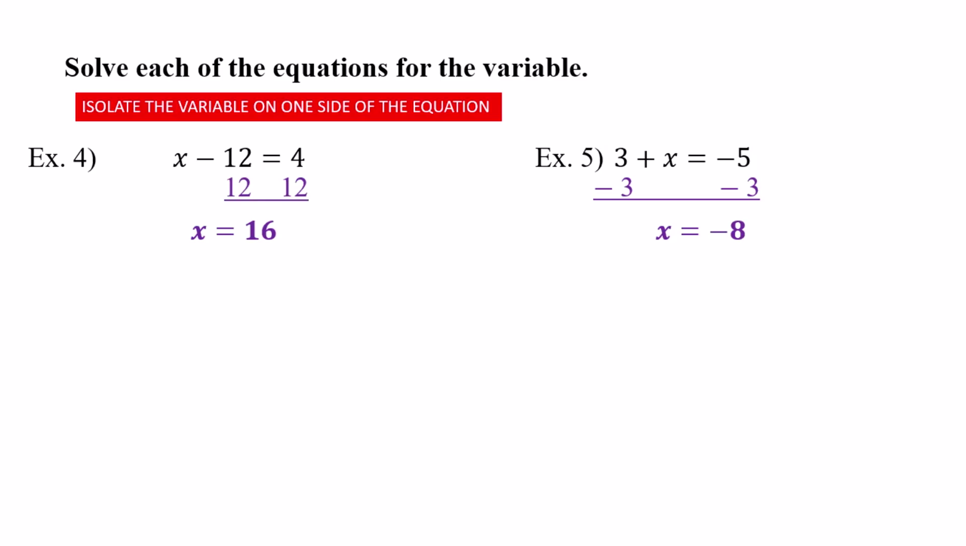For example, in the equation x minus 12 equals 4, we add 12 to both sides to find x equals 16. Similarly, for 3 plus x equals negative 5, subtract 3 from both sides to get x equals negative 8. If you're confused about this topic, please review the video on Blackboard Module 3 and the additional resources.